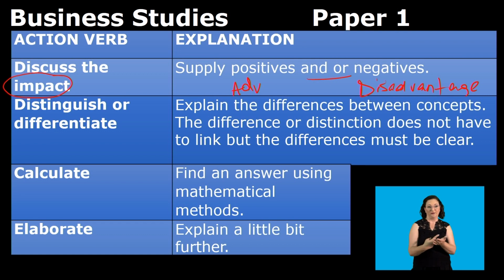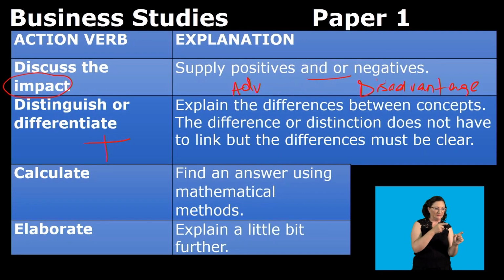When they say distinguish or differentiate, you explain the differences between concepts. Sometimes it would be wise to do it in the form of a table, but if it's not in the form of a table, it's fine. You will not be penalized for that. The difference or distinction does not have to link, but the difference must be clear. You cannot differentiate between an eye and a nose. Those two things are not the same. So you're looking at an eye with an eye, or the left ear with the right ear, something like that. So we're looking at the differences. I'm not sure if I'm helping.